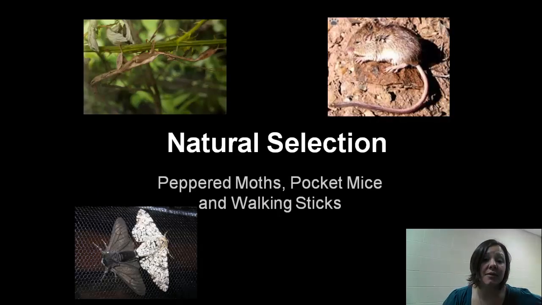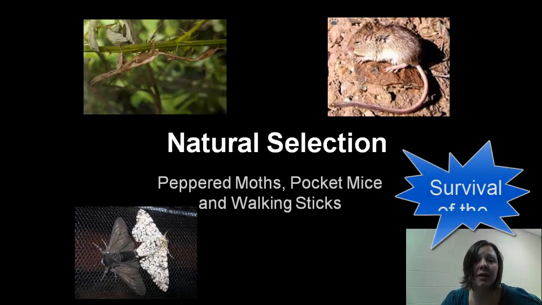What we're going to be doing today is talking about natural selection. We're going to take a look at several different examples of this idea that those organisms that are fit for their environment will survive and pass on those traits, and those that are not the fittest for their environment won't survive. We're going to take a look at the walking sticks that we worked with today in class. We're also going to look at pocket mice, and we're going to be looking at the actual peppered moth.